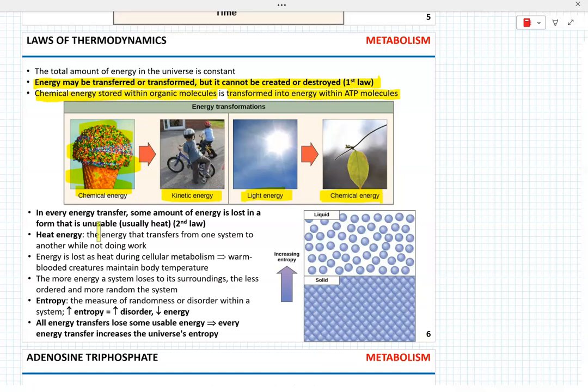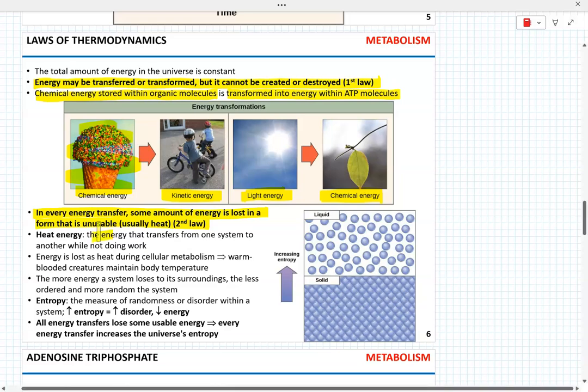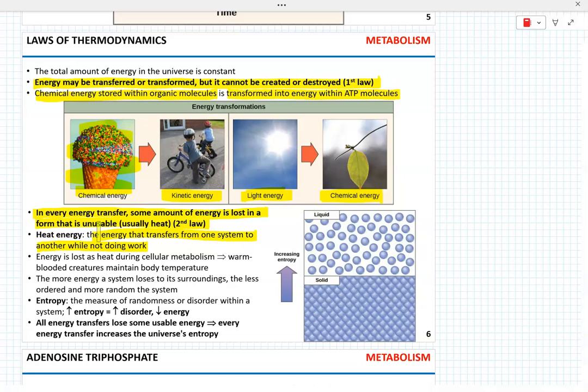Another important law of thermodynamics is that in every energy transfer, some amount of energy, we mentioned that before, is irreversibly lost in the unusable form, usually heat. So heat energy in this case is the energy that transfers from one system to another without doing work. During cellular metabolism, the energy is lost as heat, but it may not be necessarily bad, because that allows warm-blooded animals to maintain their body temperature.